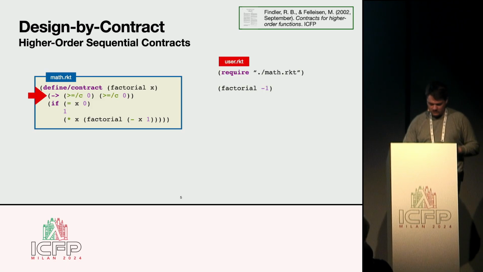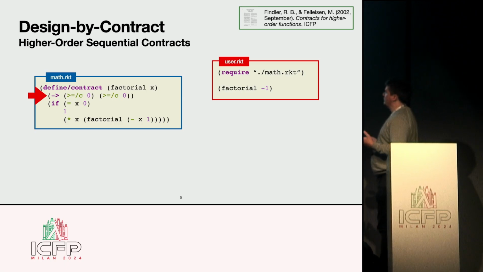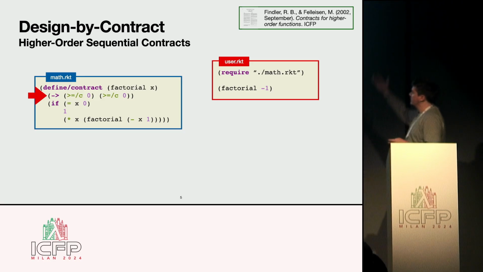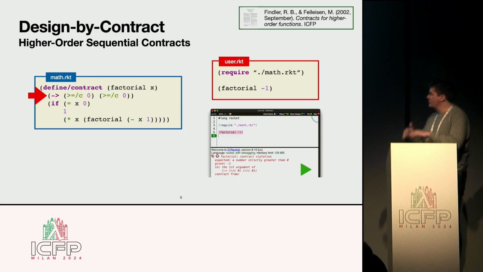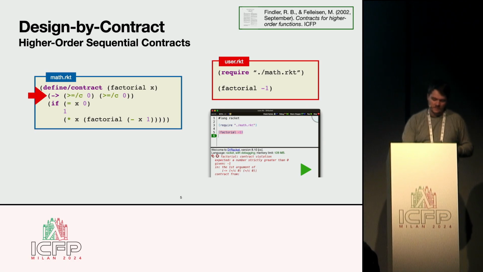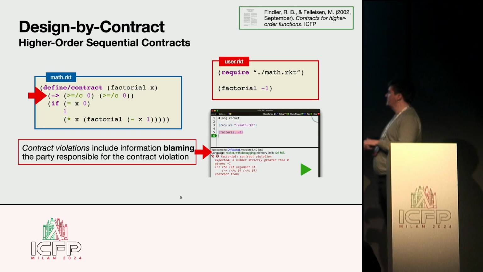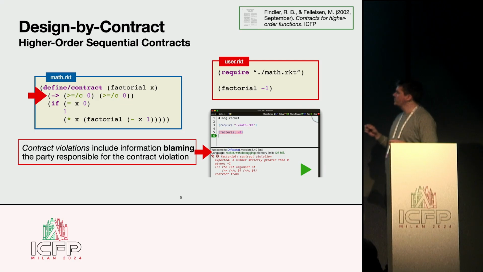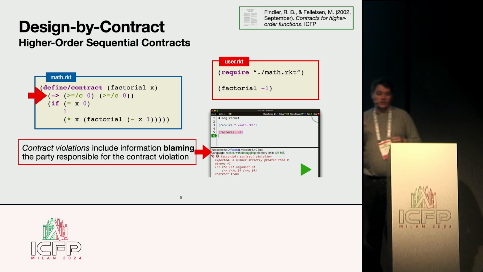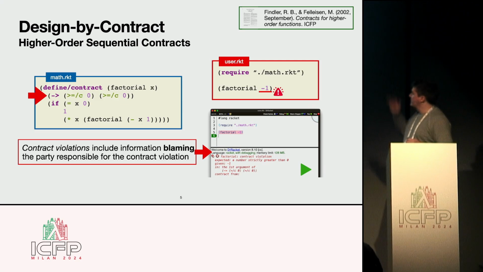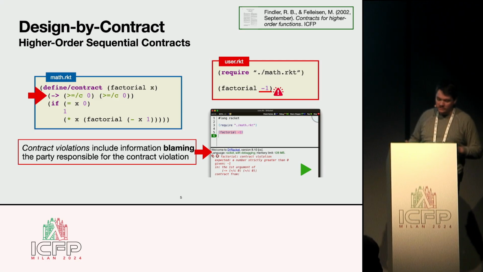And the idea of design by contract is then that you can use this math module, and if you use it in an incorrect way, like in the user module over there, where we call it with a negative number, we expect to get some kind of error in our application, and the application does not continue with the wrong value. And the idea is that this error information also includes a piece of crucial additional information called blame information, which points to the module that was responsible for the contract violation. And in this case, it's clear that the user module is to blame, so that's where the blame will point to.